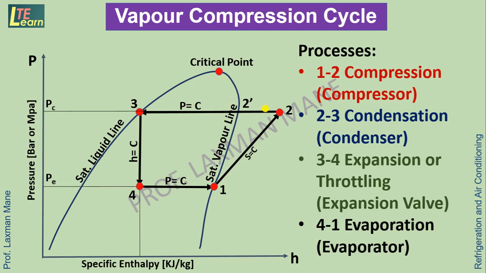Now this 2 dash is a point on the vapor line. So 2 to 2 dash is the degree of desuperheat. Here desuperheating is taking place.